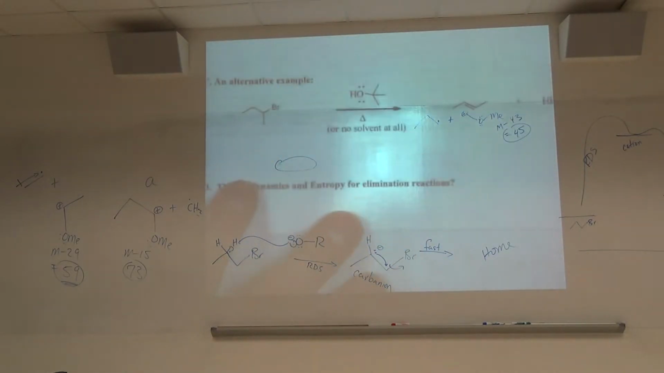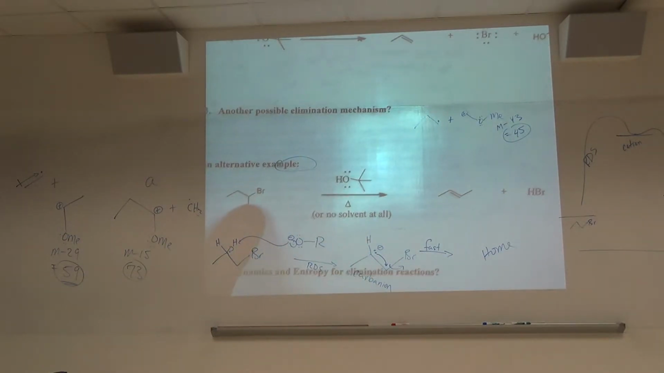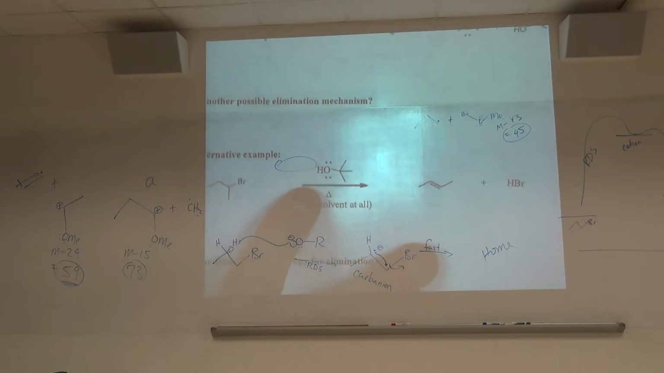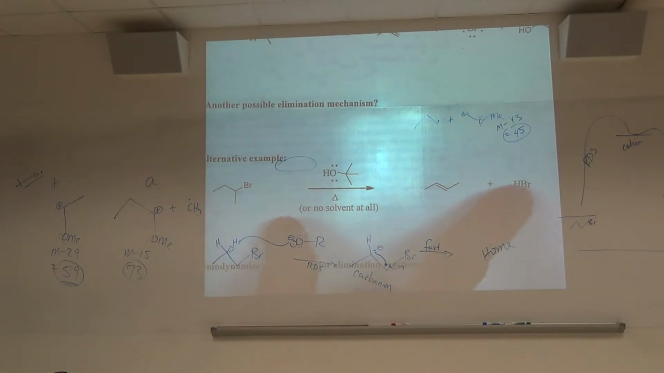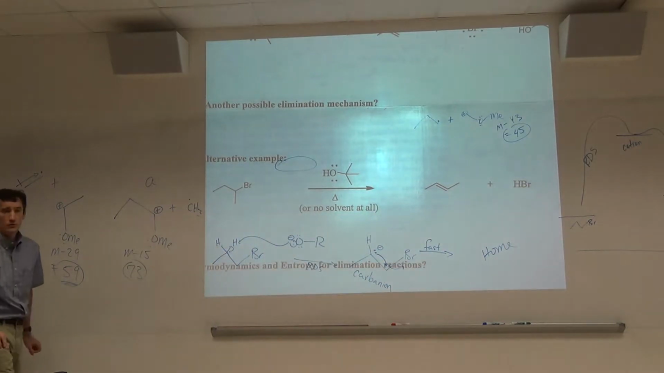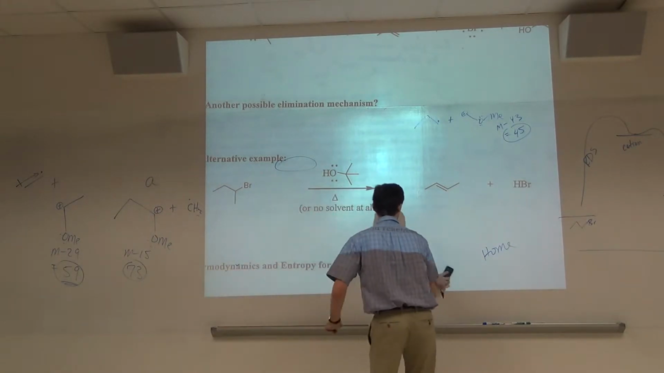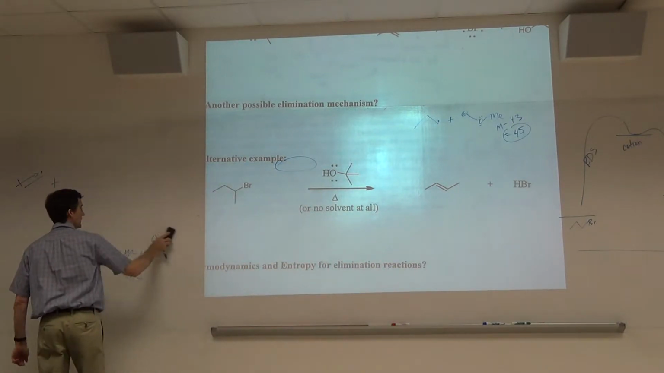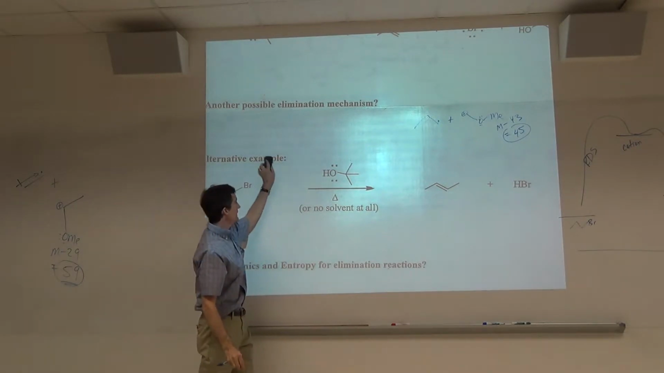All right, let's look down here at an alternative example. Take this alkyl halide and heat it in t-butanol. It's a neutral alcohol. We can get what looks like an elimination reaction. We can eliminate HBr, so the HBr just kind of comes out, also formed. Now, is this E1 or E2?